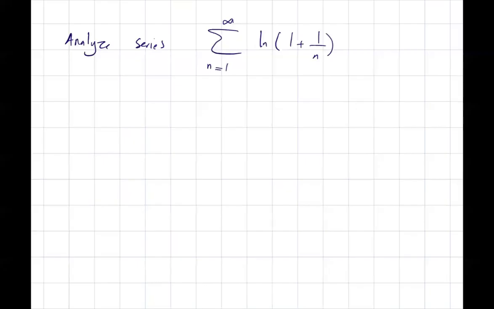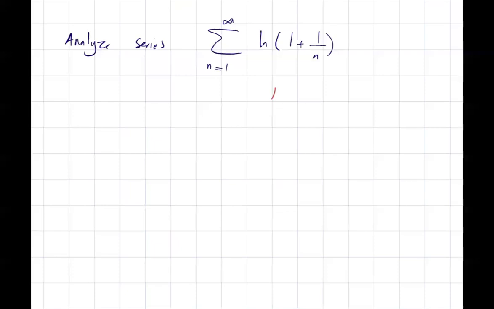Our goal is analyzing this series. You have ln of 1 plus 1 over n, as n starts from 1, goes to infinity. Let us take the limit of this series. Let's see, what do we have?